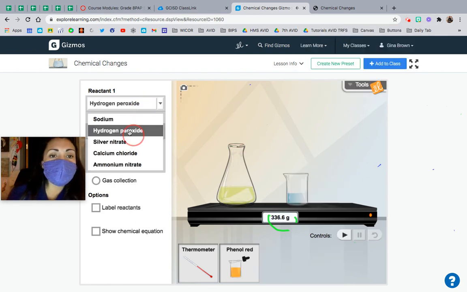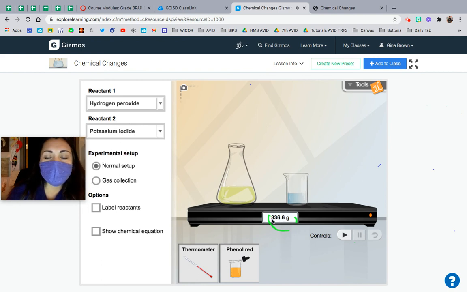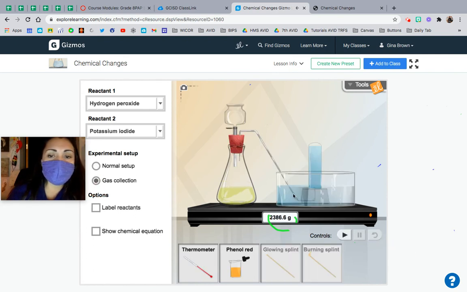So normal setup, hydrogen peroxide, potassium iodide, starting mass, ending mass. Notice the changes that happen, and here's the ending mass. I put the thermometer in, started at 21 degrees, went up to 83.83 degrees Celsius. Then gas collection. Notice it's a lot heavier, 2386.6. Hit play.